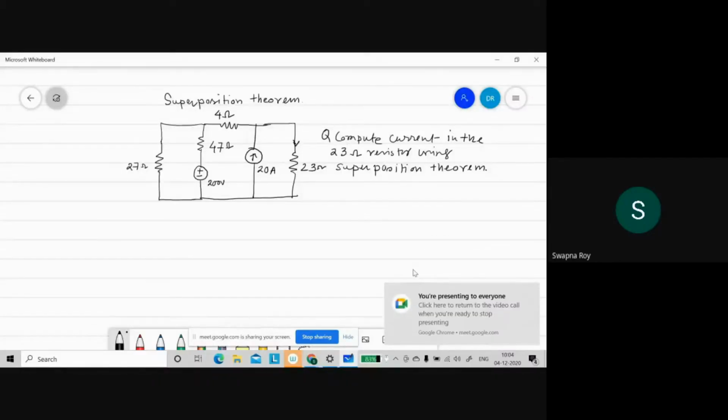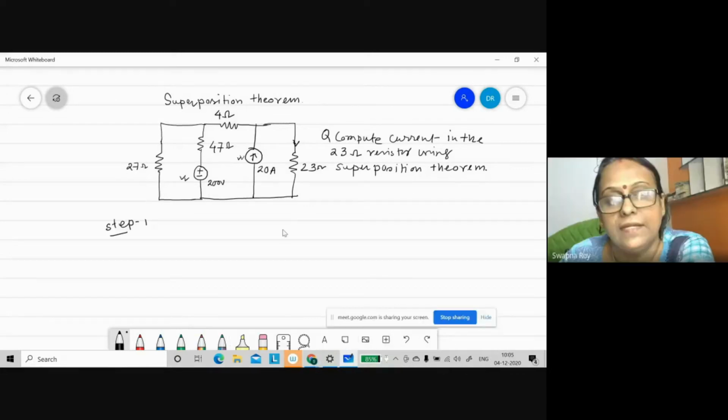Here we can see one question: we have to find out the current through the 23 ohm resistor using superposition theorem. In this question, we can see there are two sources, one voltage source and one current source. Now we will solve this problem. So we will do it step by step.